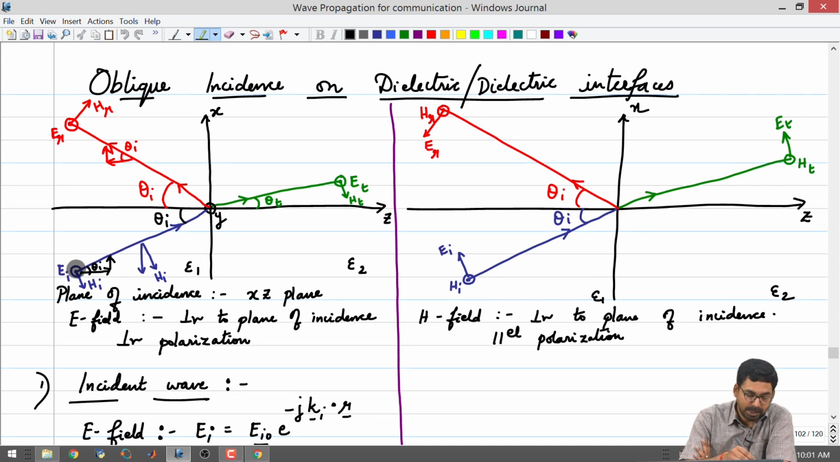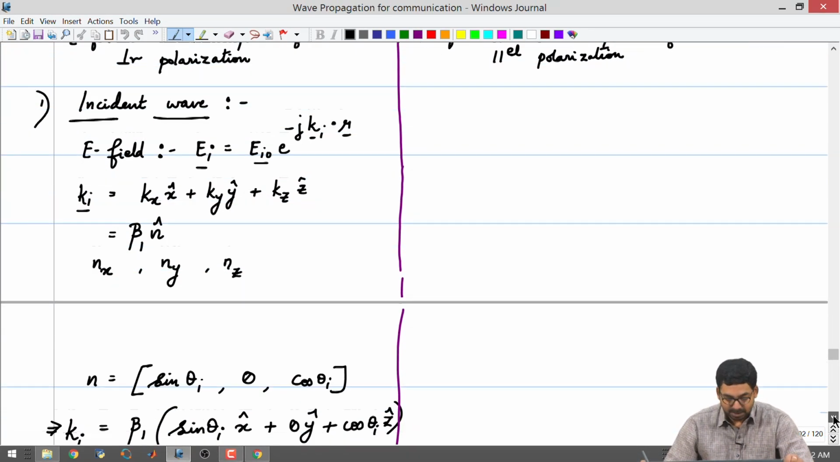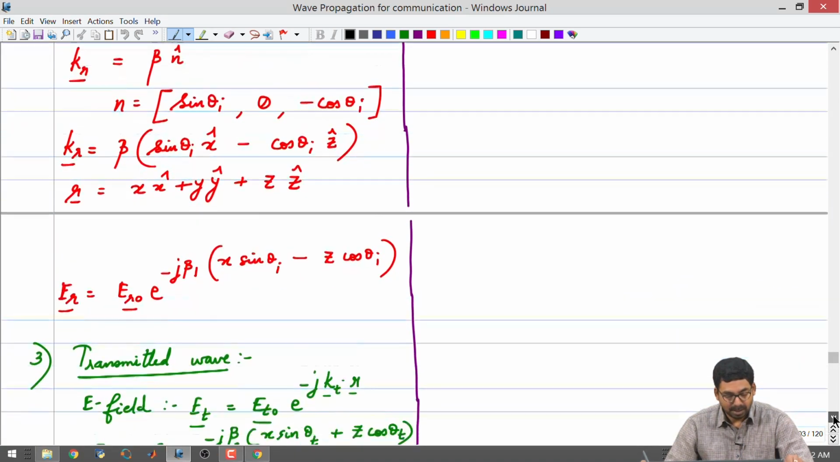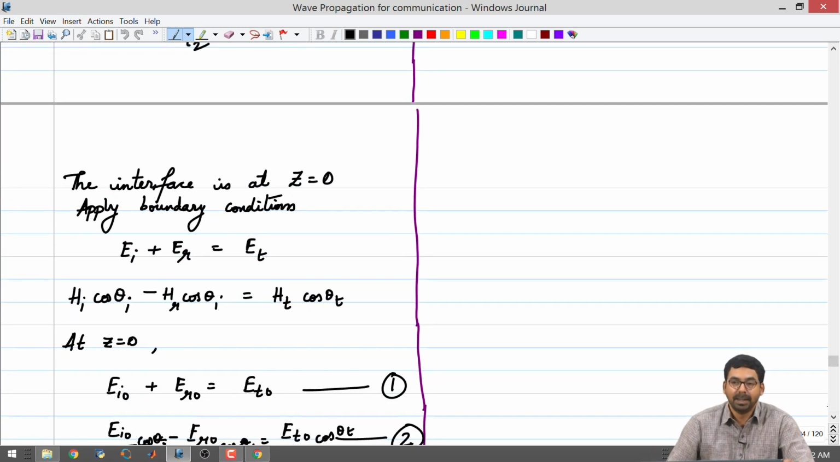One where the electric field is perpendicular to this plane of incidence, and the other configuration was magnetic field perpendicular to the plane of incidence. And in the previous class we had derived the transmission and reflection coefficients for the electric field perpendicular to the plane of incidence. The left hand side one is known as the perpendicular polarization. We had written the expressions for the incident wave, transmitted and reflected wave, and then we had applied boundary conditions, which means here we have a dielectric interface, and we had applied tangential components of E field and tangential components of H field to be continuous.